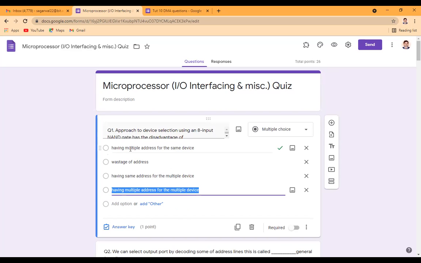In the last lecture, when we were discussing input-output interfacing, you have seen that if certain input lines are put in the don't care condition, then you will get multiple addresses for the same device.